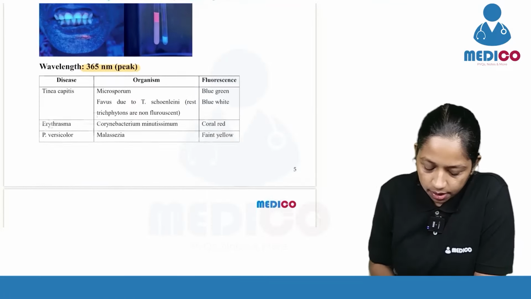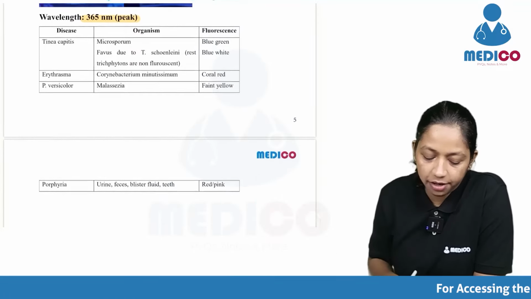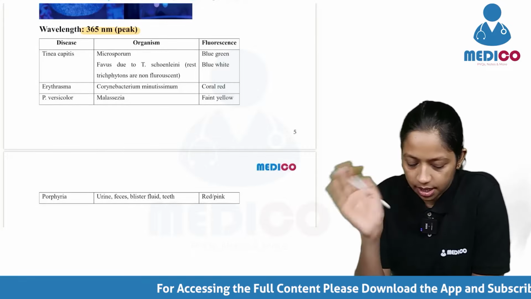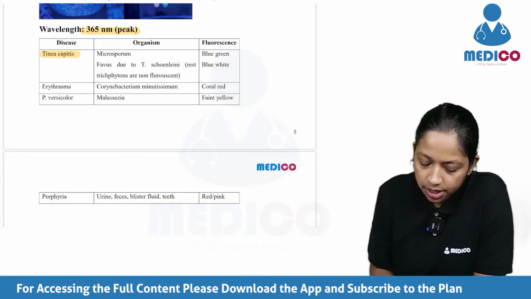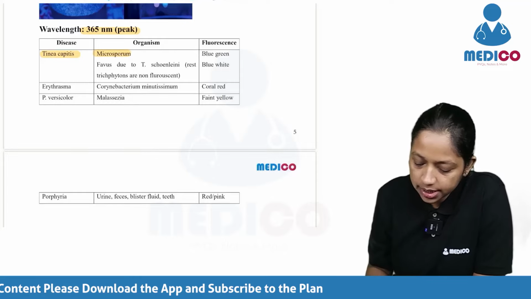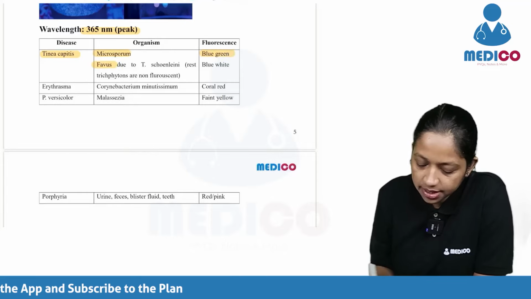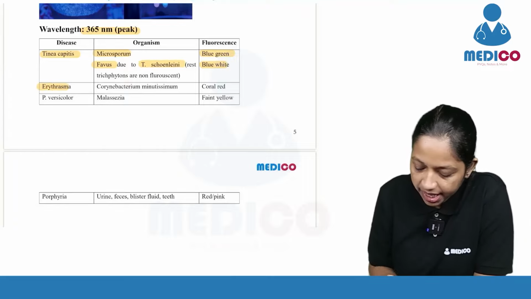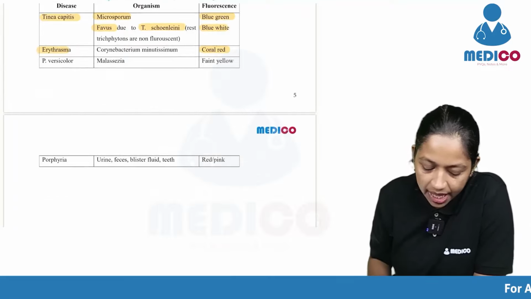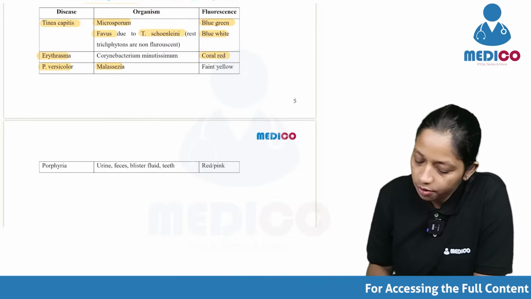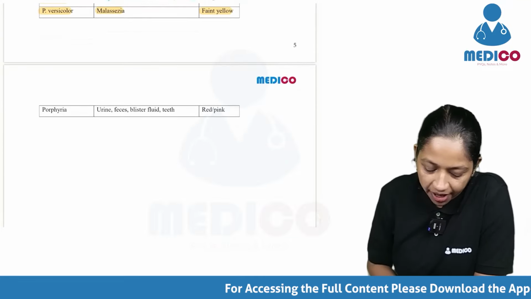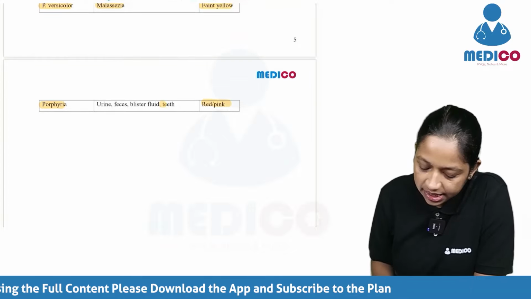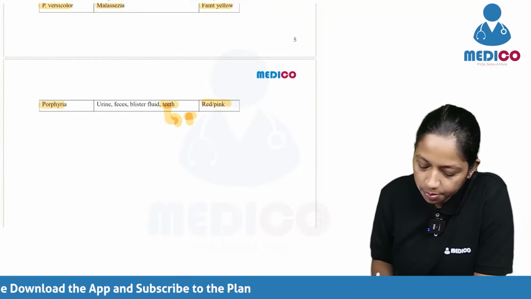And now coming to the disorders that we can identify with the help of wood slab, or which aid in the diagnosis, are tinea capitis, in which Microsporum species show as a blue-green fluorescence. Favus, due to Trichophyton schoenleinii, will show as blue-white. And erythrasma, again, as we mentioned, would show coral red. And P. versicolor, caused by Malassezia, will show a faint yellow color. And in porphyria, you can have urine, feces, blister fluid, and teeth showing red and pink. If the teeth are involved, it is usually erythropoietic porphyria.